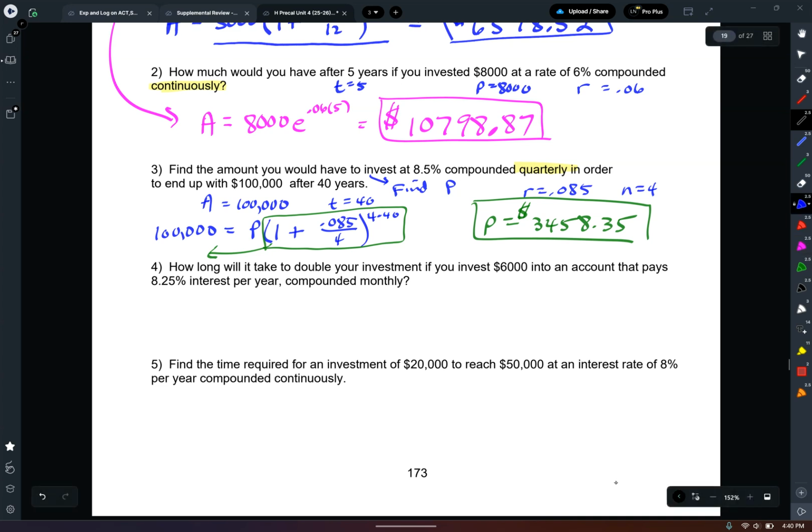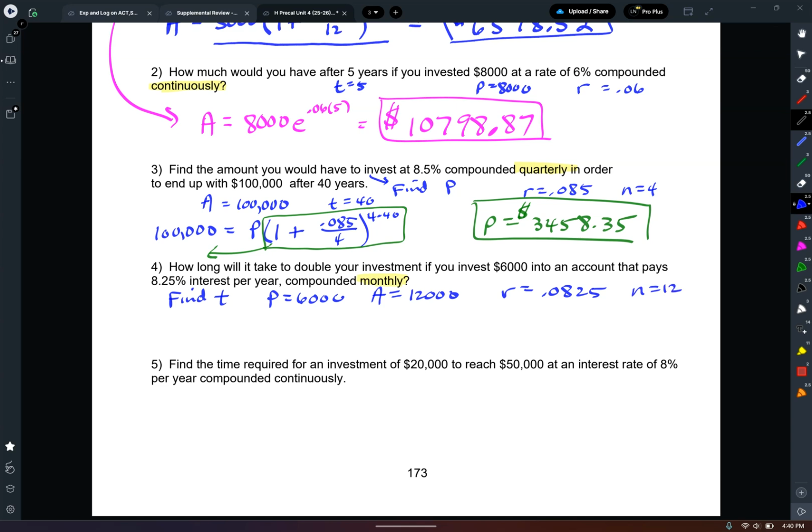All right, so number 4, how long will it take? Okay, so I'm trying to find T. How long will it take to double your investment if you invest 6,000? So if I'm investing 6,000, that's my P, and I want to end up with 12,000. So that means my A is 12,000. Into an account that pays 8.25%. So R is 0.0825. Compounded monthly. So because I know my N is 12, that means I'm using the first equation.